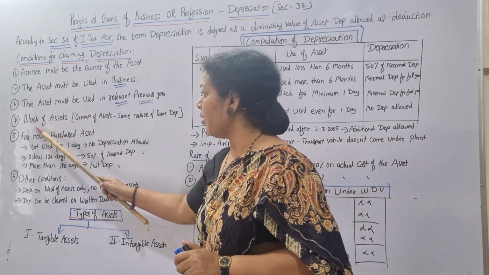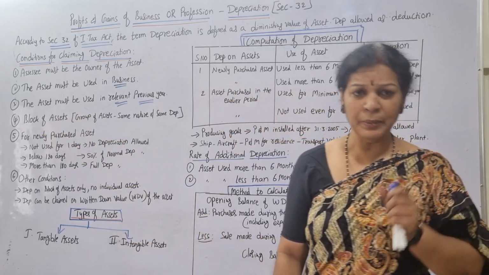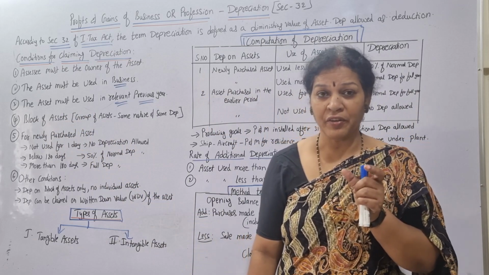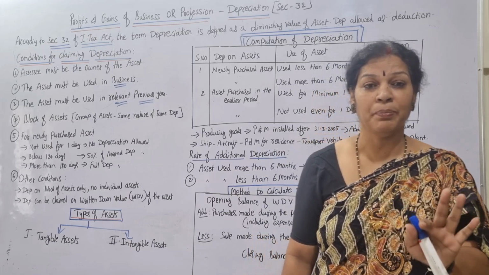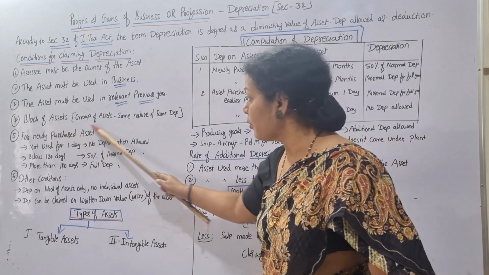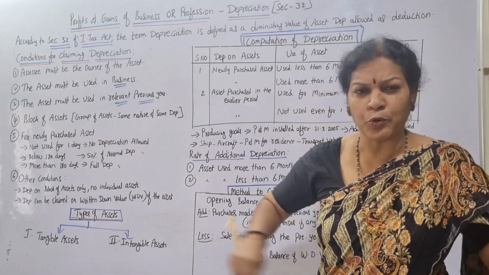In the same way, next is block of assets. Important thing: you must identify the assets under block of assets. What is the meaning of block of assets? Simple, you can remember block of assets means a group of assets.